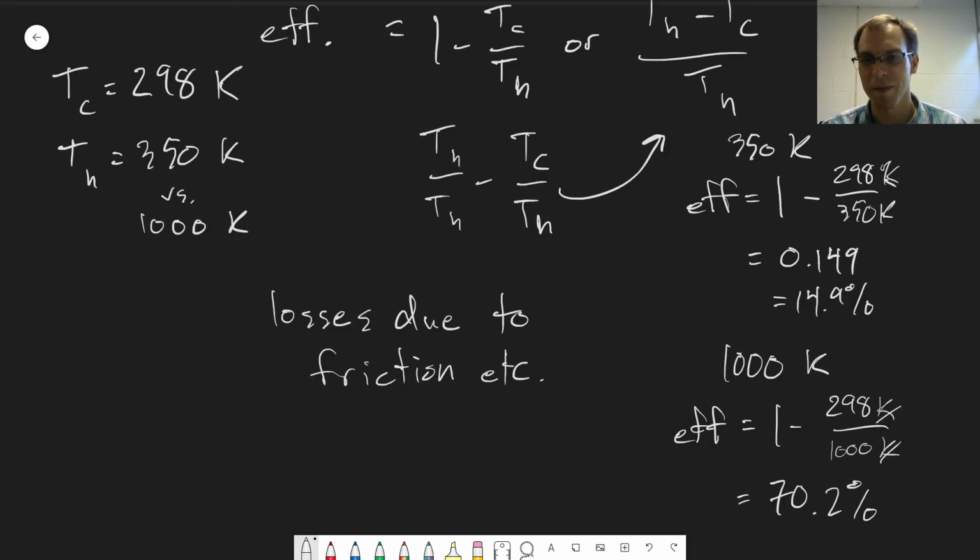Another thing that we can find from this is that if our temperatures are equal, if TH and TC are equal, we can't do any work at all. Our efficiency goes to 0. That's just another way of stating the second law of thermodynamics. So that's it for our chapter 20 on entropy.